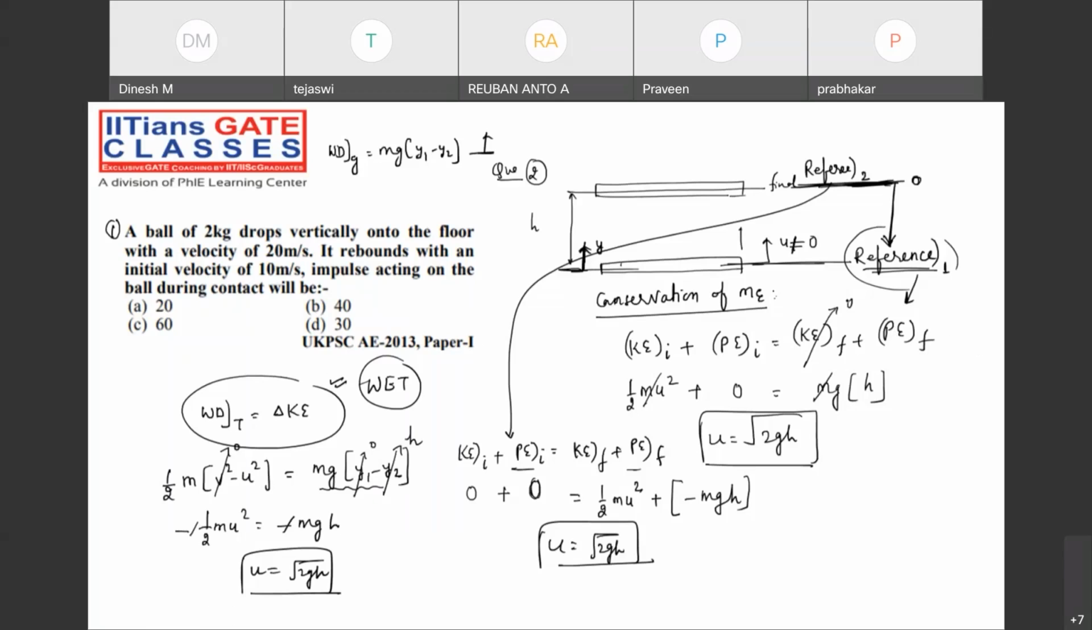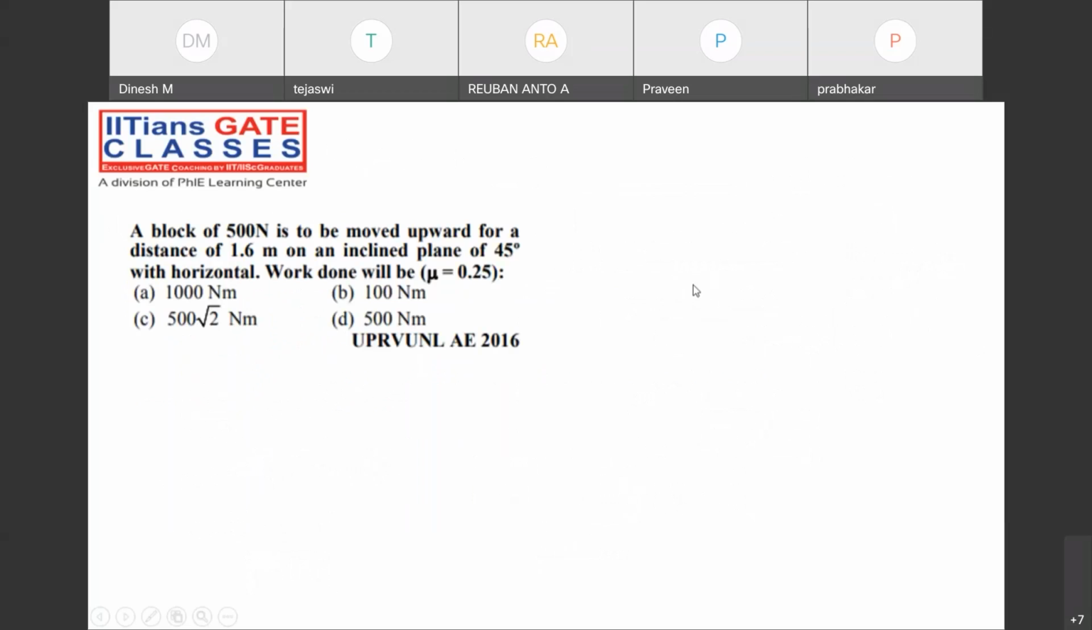Done, all of you? Is it done? Did you get clarity about this work energy theorem as well as conservation of mechanical energy? Perfect. Thank you. Now try to understand the momentum.